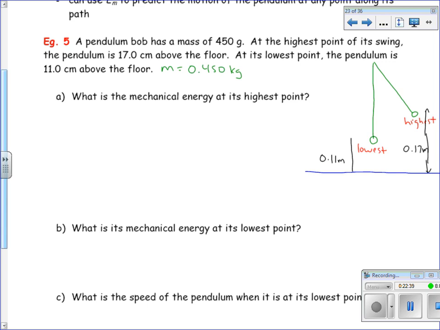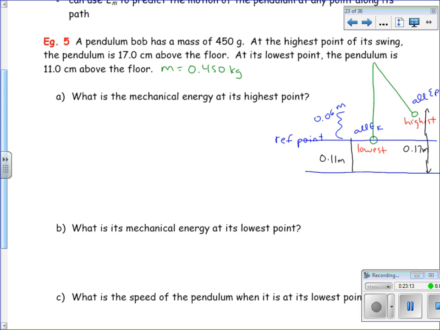Another thing to keep in mind is at the lowest part of its swing, if you use the ground as a reference point, then at the lowest point there's potential and kinetic, but at the highest point it's just potential. But if you use the lowest point of the pendulum bob as the reference point, so let's say this is our reference point here, then that means at the bottom it's all EK, and at the top it's all EP, and we just have a height difference here of 0.06 meters.